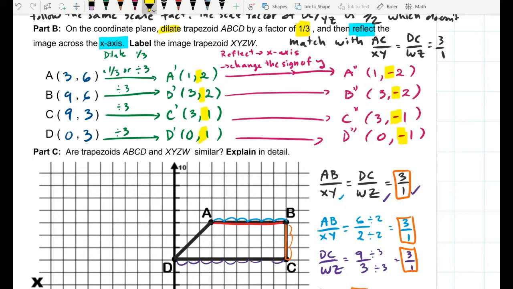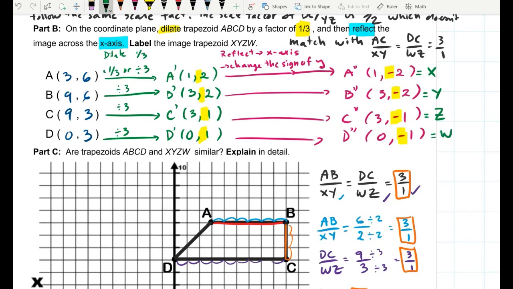Alright, so now we're going to look back. Make sure you read the problem one more time. On the coordinate plane, dilate trapezoid ABCD by the factor of 1/3, which we did. Then reflect the image across the x-axis, which we did. Then label the image trapezoid XYZW, which we didn't. I don't want to erase A, B, C, and D because you cannot do that on your side, so I'll just put the equal sign to X. This is your Y, this is your Z, and this is your W.